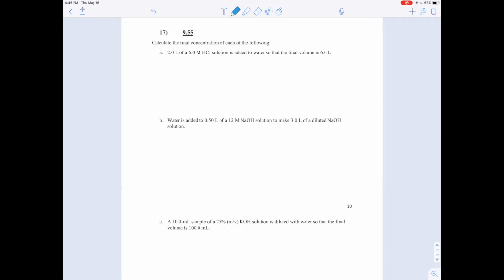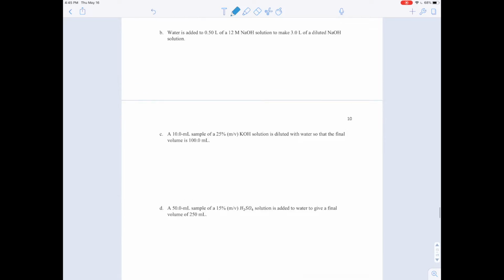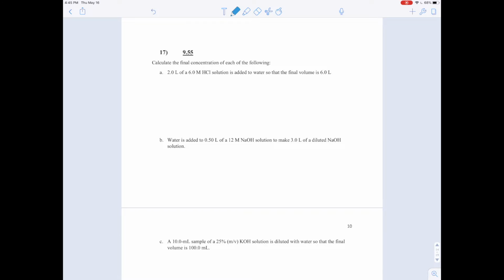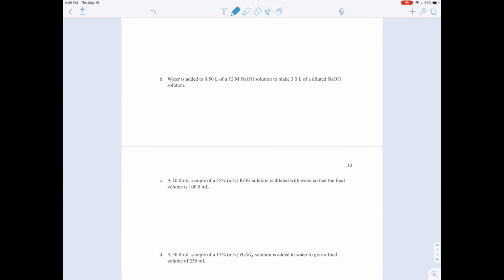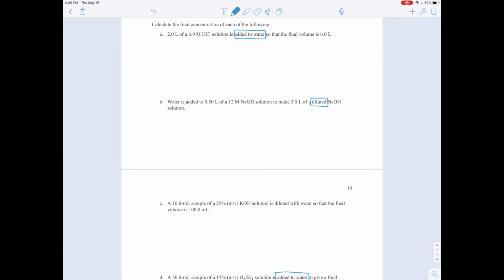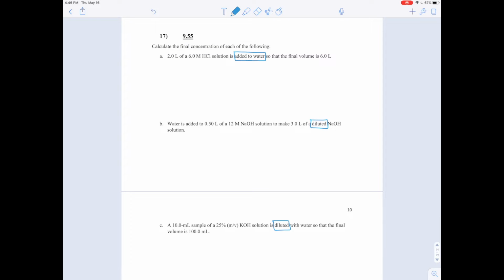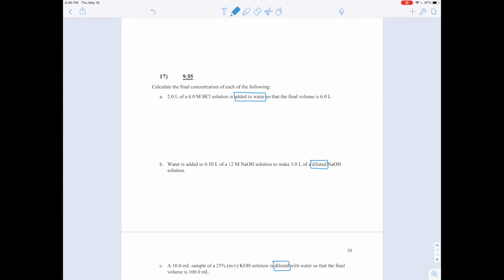Chapter 9, Exercise 17, is asking you to find the final concentration of a few dilutions. You would know that you were doing this type of problem by a couple key words. One is if you add pure water. So if you see the words added water, that's a sign that you're doing dilution. And the other sign is the word diluted. That means you're doing a dilution. So with dilutions, you're adding more solvent, and the solvent is usually water, so that the concentration of something goes down.